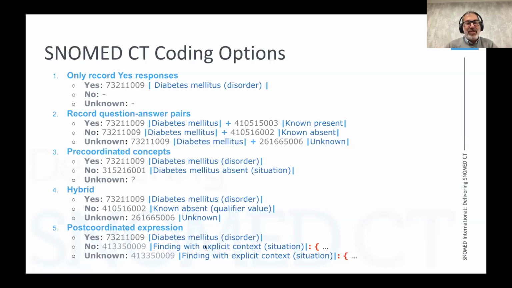You can use a disorder or a situation post-coordinated, adding the context in the right way. So not just capturing the diabetes and the known absent as different fields in the questionnaire, or a combination of codes, but rather capturing them as a piece of meaning represented with a post-coordinated expression. Probably this is the most robust one, but not easy to implement with existing tooling. And SNOMED is working on providing demonstrations of how to use post-coordinated expressions early next year, probably.